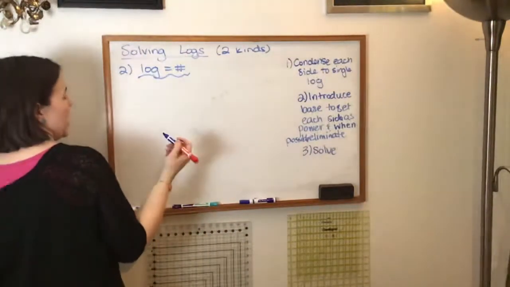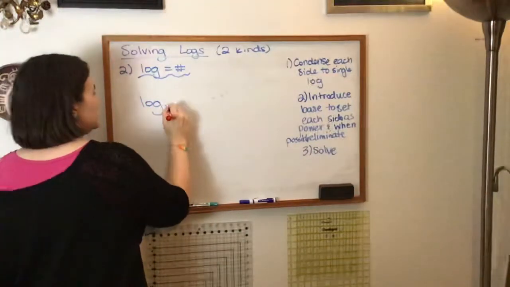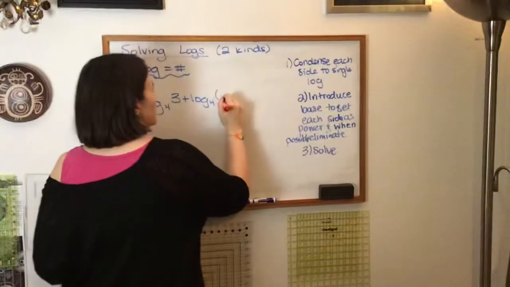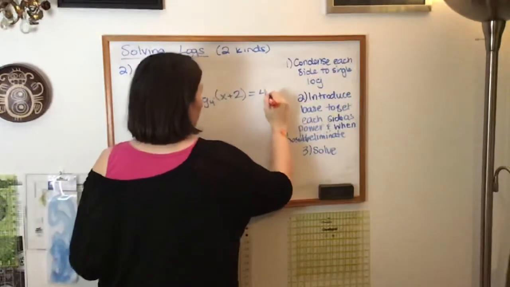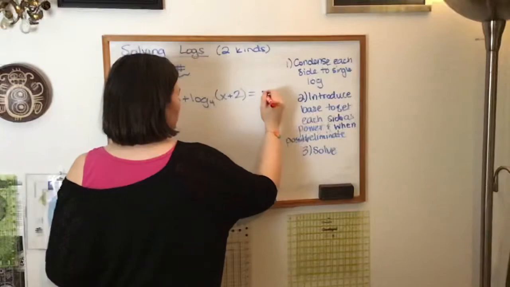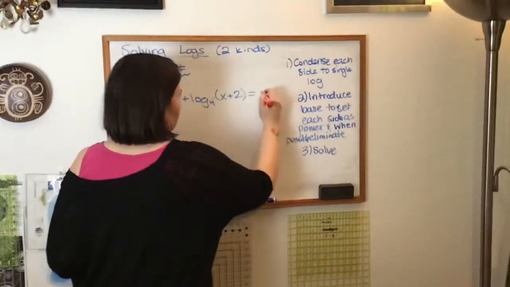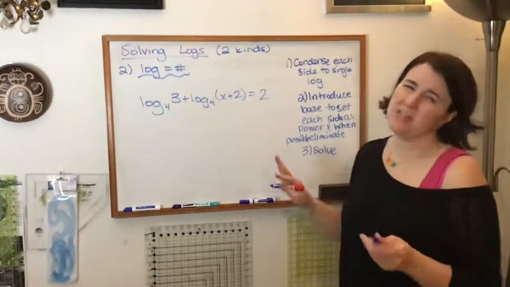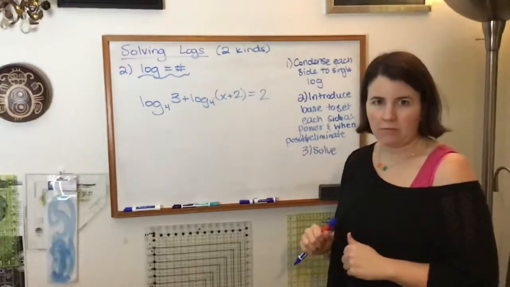And it usually has to be condensed. I don't know, log base 4 of 3 plus log base 4 of x plus 2 equals, I don't know, 4. Okay, well, let's not choose 4. That way it doesn't mess your brains up when it, let's do, the number was going to get too big. All right, I don't know that this is going to work out evenly, but that's okay. We're not scared of fractions, are we?